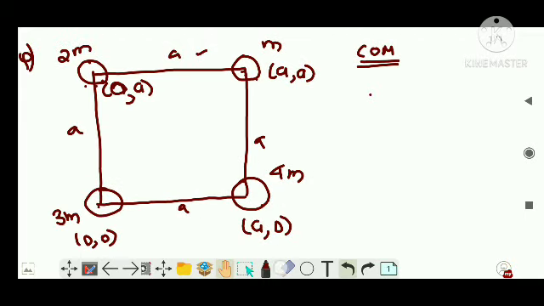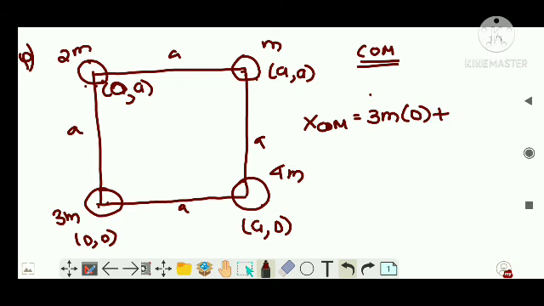So you can go for the calculation. How would you do it? m1 x1, so x center of mass. Both x center of mass and y center of mass you have to find. Let's start with this one: 3m into its coordinate, which is 0, right?